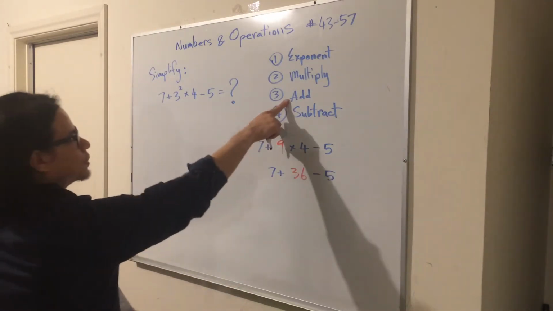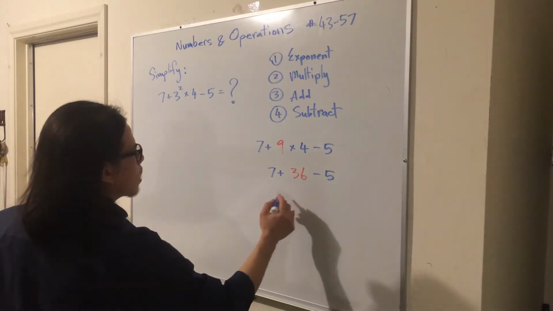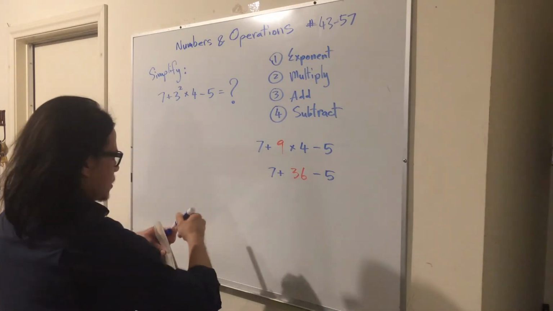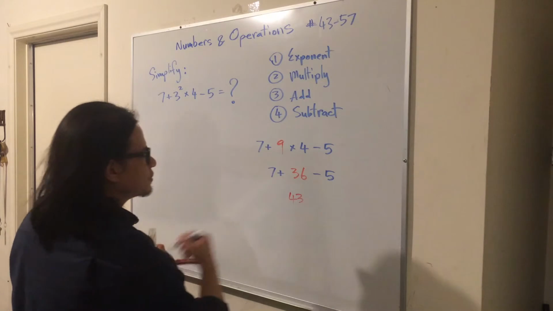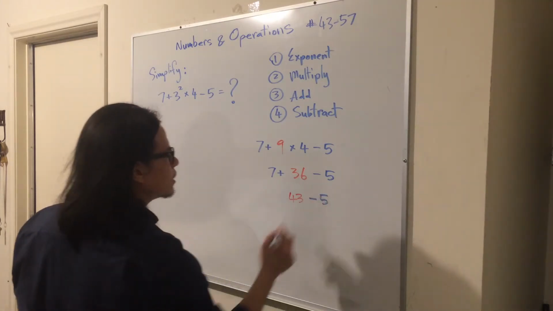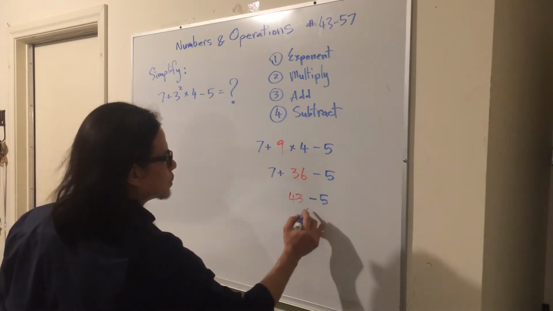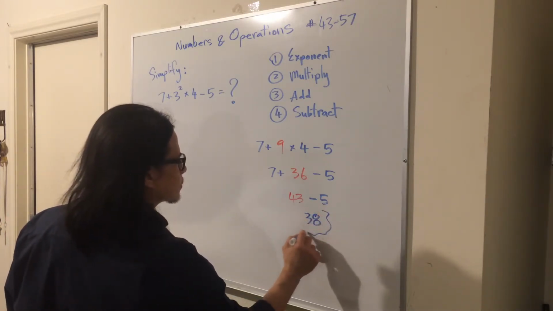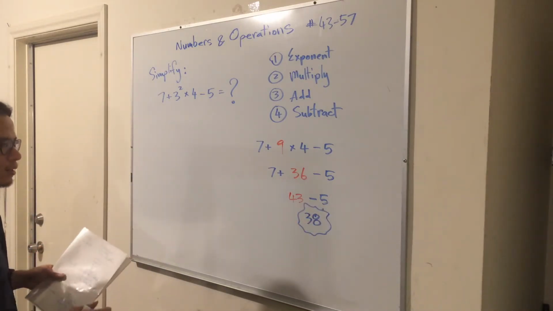Okay, I'm going to add 7 plus 36. 43 minus 5. Okay, and then you can take it home now. 43 minus 5, you would get 38. We are right on.